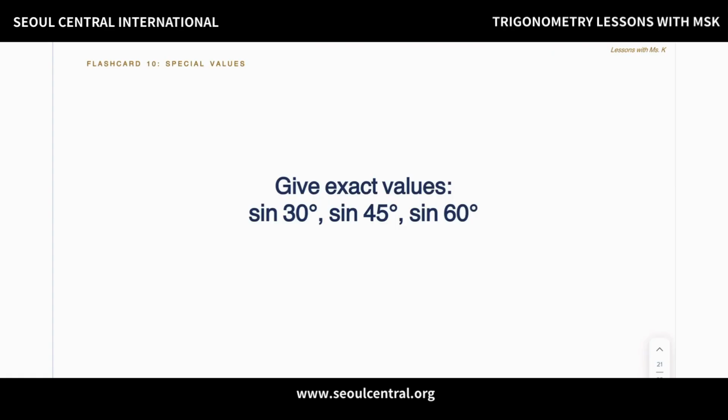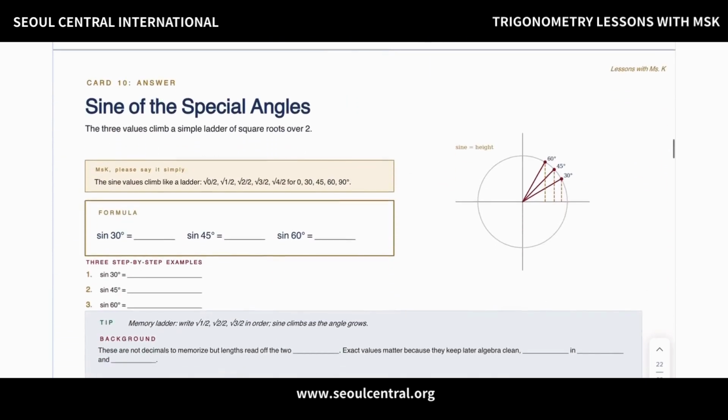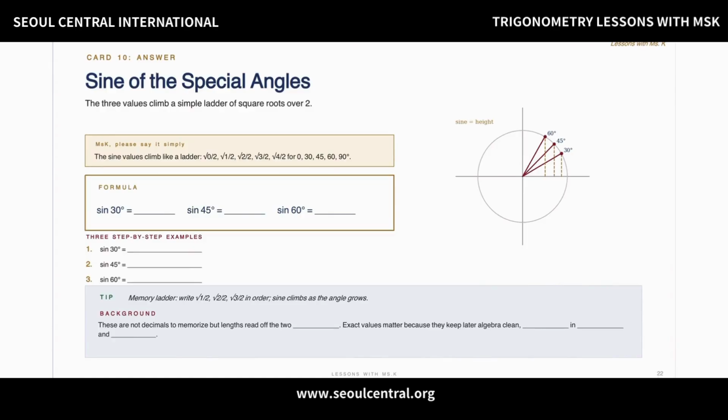Okay, so for slide 10, flashcard 10, we have special values here. What are the exact values for sine 30 degrees, sine 45, and sine 60? Let's take a look at sine of the special angles. The three values climb a simple ladder or pattern of square roots over 2. The sine values climb like square root 0 over 2, square root 1 over 2, square root 2 over 2, square root 3 over 2, square root 4 over 2, for 0, 30, 45, 60, and 90 degrees.